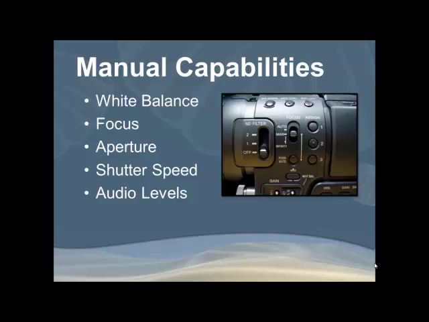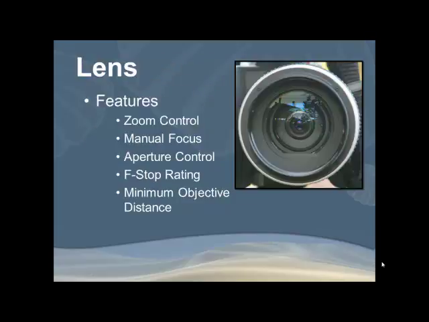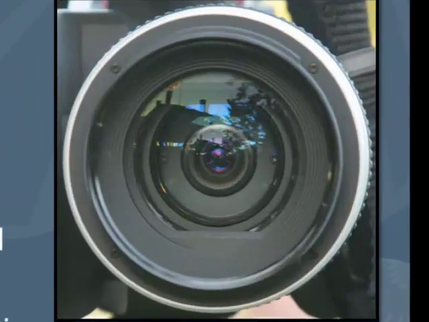When considering camera lenses, consider the following features: zoom control, manual focus, aperture control, f-stop rating, and minimum objective distance. Lower-end cameras tend to have lenses built right into the camera's body, but this doesn't mean that they're necessarily bad lenses. In fact, many professional cameras offer high-quality built-in lenses.